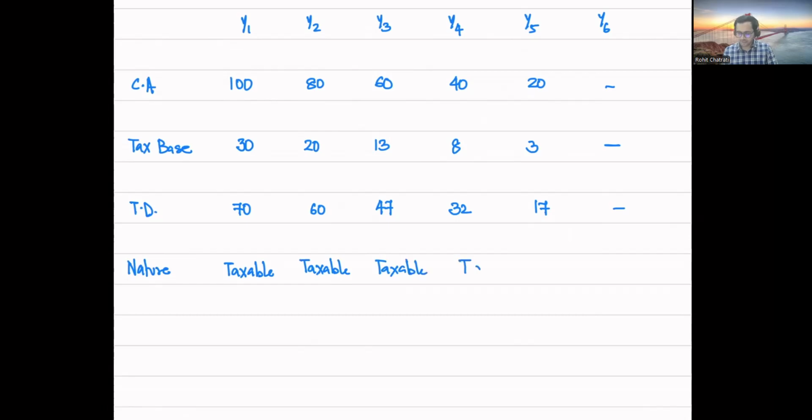Now, although I didn't really mention it earlier, at the end of year one, I'm assuming that 70 is the net taxable profit that I'm expecting in future years. At the end of year one, I'm anticipating a net taxable profit of 70. Now that is reducing to 60. If you think of it, why is it reducing to 60? Because 10 rupees is probably realized in year two.